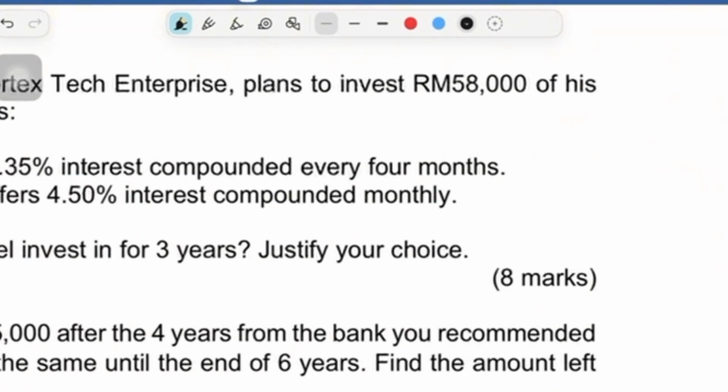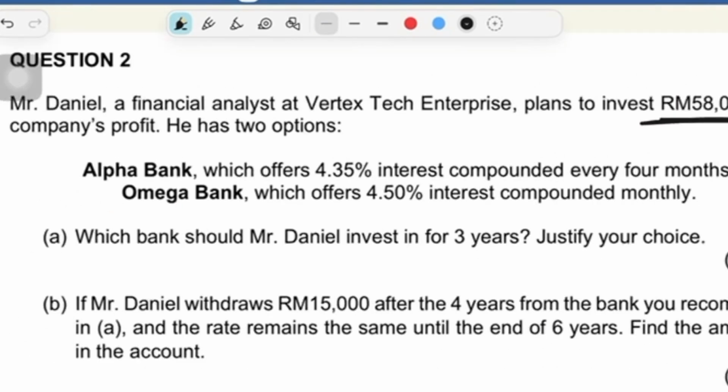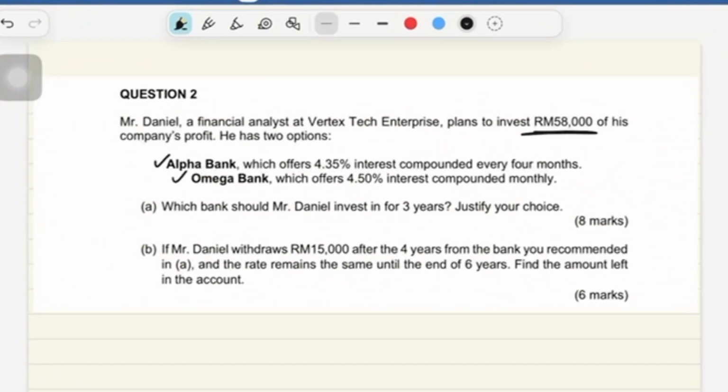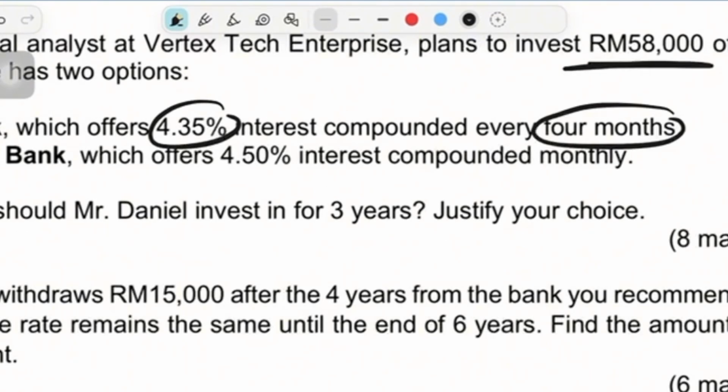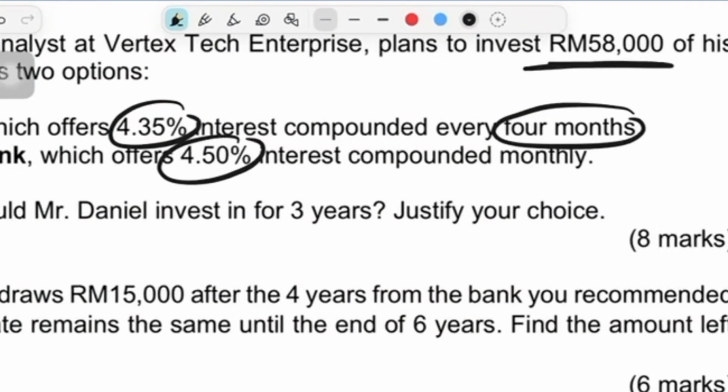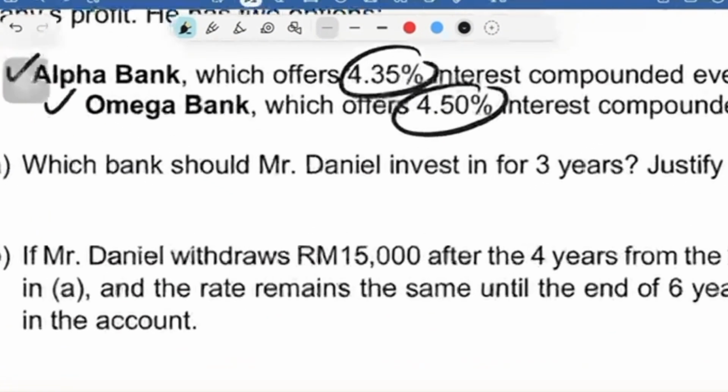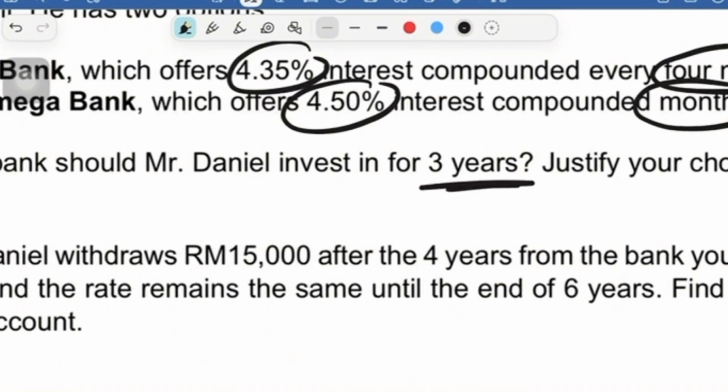Mr. Daniel plans to invest 58,000 of his company's profit. So he has the options, which are Alpha Bank and Omega Bank. Alpha Bank offers 4.35% interest compounded every 4 months, while Omega Bank offers 4.50% interest compounded monthly. So the first question is, which bank should he invest in for 3 years?